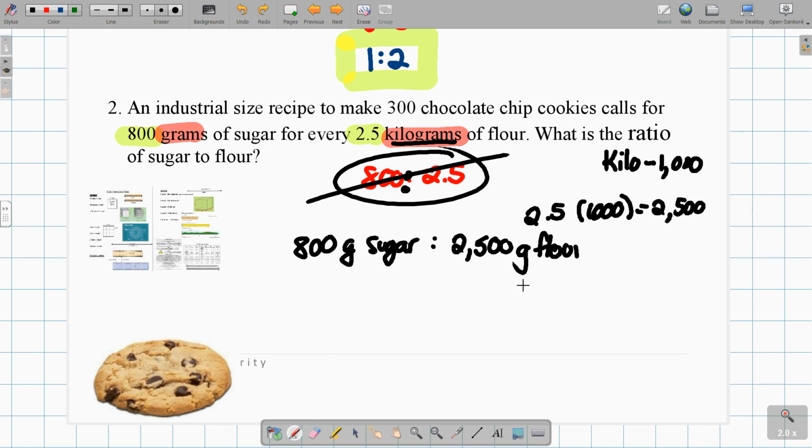Easiest way, if you have multiple zeros, you can cancel an equal number of zeros both ways. So we go like this, 1, 2, 1, 2. My lowest reduced ratio is for every 8 portions of sugar, whatever the portion is, we need 25 portions of flour.